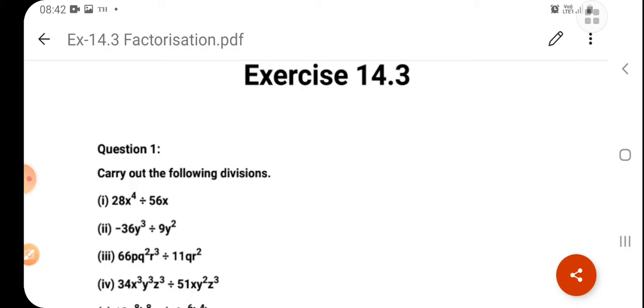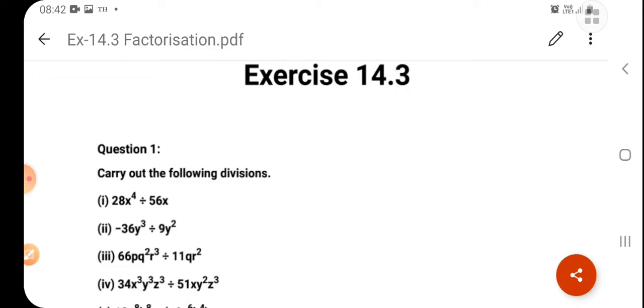Okay, carry out the following divisions. We have to carry out the divisions. We'll divide the numbers with numbers and the algebraic expression with the algebraic expression. 28x to the power 4 divided by 56x.